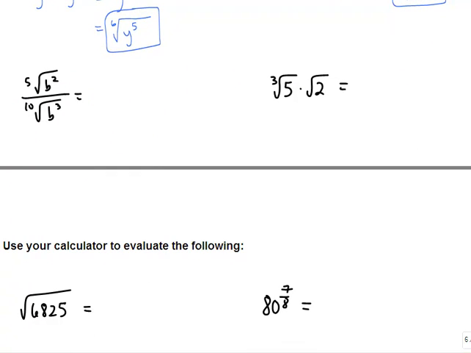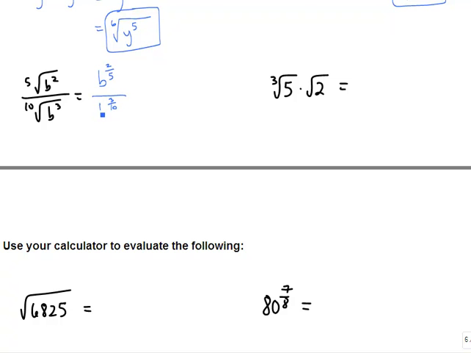Next example, same exact thing. Fifth root of b squared over 10th root of b cubed. I can't try to reduce the b squared and the b cubed because my two indices here do not match. So we have to change these into rational or fractional powers first. So fifth root of b squared becomes b to the 2 over 5. The 5 goes in the bottom because it's the index. The 2 goes on the top because it's the power. In the denominator, 10th root of b cubed becomes b to the 3/10.